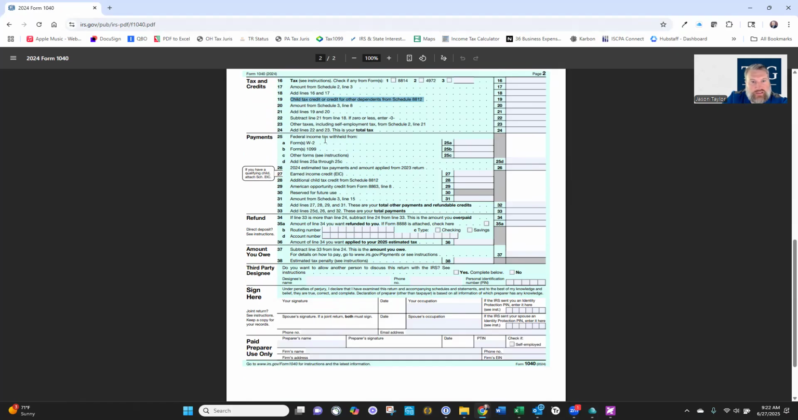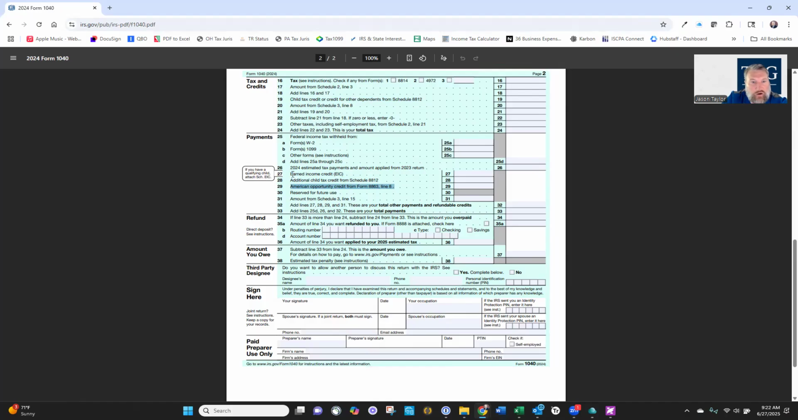Then we have payments. So this is where we take into account any money you have paid into the IRS throughout the year. So this could be income tax withholding on your W-2, or if you had income taxes withheld from any 1099s through your investment accounts or anything. Then we have this weird thing called an earned income credit, and we have the additional child tax credit, and we have the American Opportunity Credit.